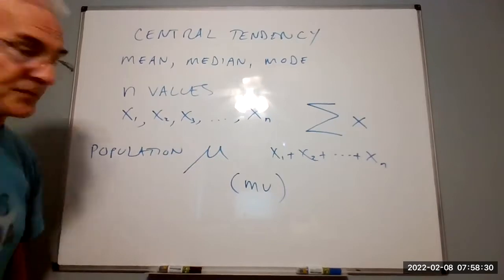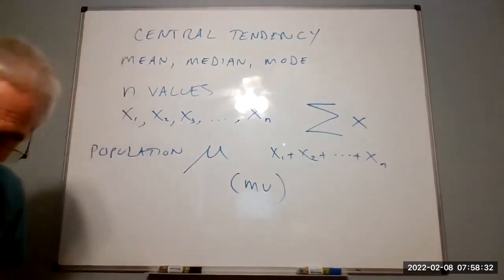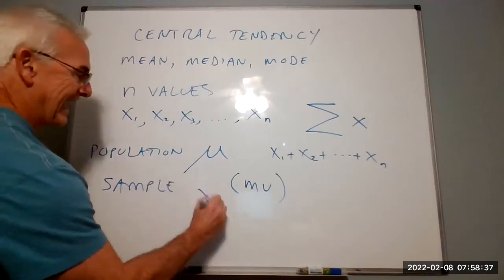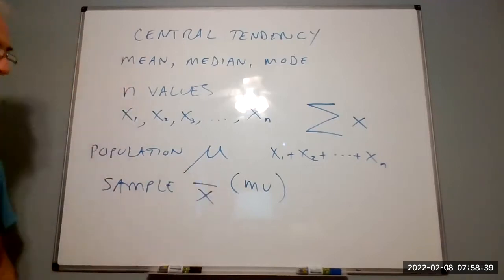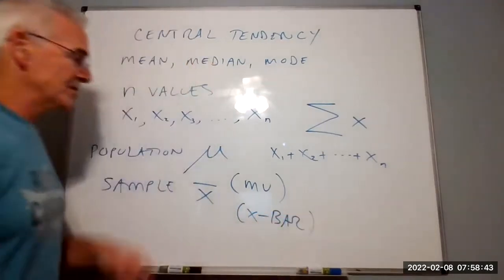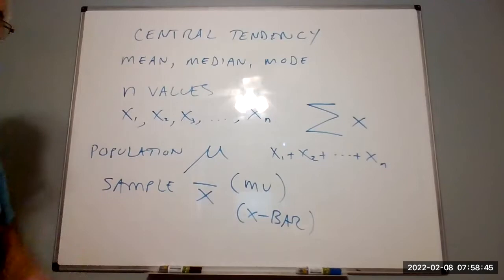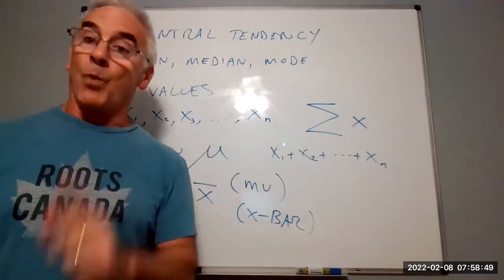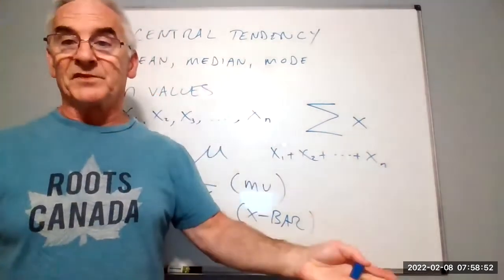Mu is what we use for the population. For the sample, we use a different symbol. We use x with a bar over it, and we actually say x bar. So we say mu, we say x bar. Both of these mean the exact same thing. They mean the mean. One's the mean of the population, one's the mean of the sample.